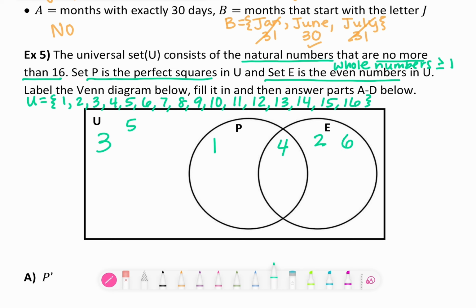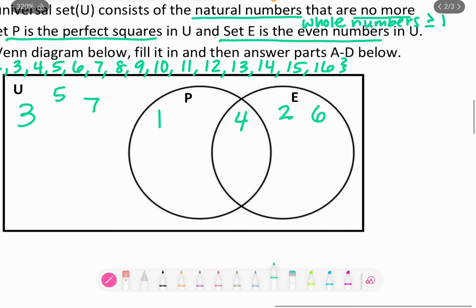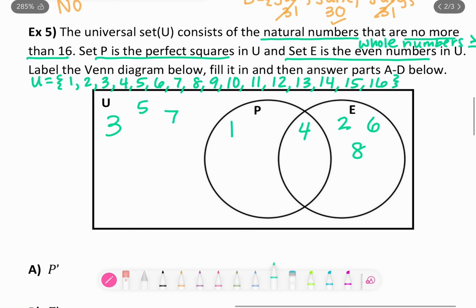7 is not a perfect square, not even, so it's going to go in the box, but not in the circles. 8 is not a perfect square, but it is even, so it goes in the E circle, but not in the intersection. 9 is actually a perfect square, because 3 times 3 is 9, but it's not even, so it doesn't go in the intersection, it goes where the 1 is. 10 is not a perfect square, but it is even, so I'll put it out here where 8 and 6 and 2 are.